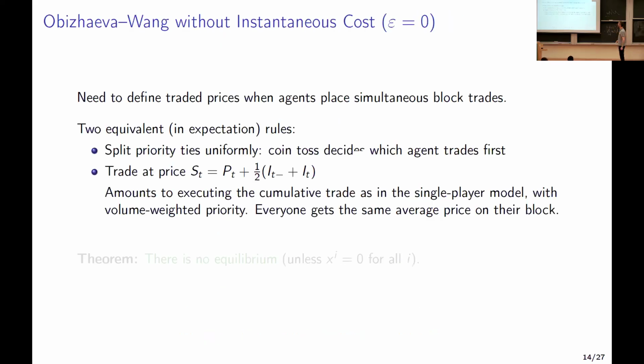Okay. So we want to do the OW model without instantaneous cost. It's not really necessary, but useful to think a bit about what happens when two block trades happen at the same time. So we have to break this tie somehow. And we do the obvious thing, which you can say in different ways, but it's always the same math. One way to say it is that priority ties are split uniformly. Flip a coin. Or you can just say everyone trades at the price which was previously defined with the impact process I. That amounts to the same.